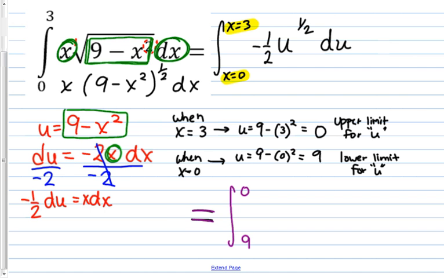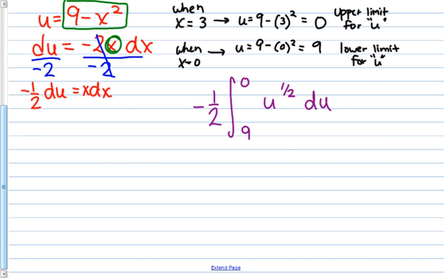My 1/2, you know what? I'm going to go ahead and pull that out to the front because it just makes my life easier. So the negative 1/2 is right here, sitting in the front. And then u to the 1/2, and then du. So this is what I'm going to integrate, and I'm not going to have to plug u or x, 9 minus x squared back in. I'm not going to have to do that. And I have new values, so I can just evaluate my integral with 0 and 9, and I don't have to worry about 0 and 3 or whatever the numbers were.